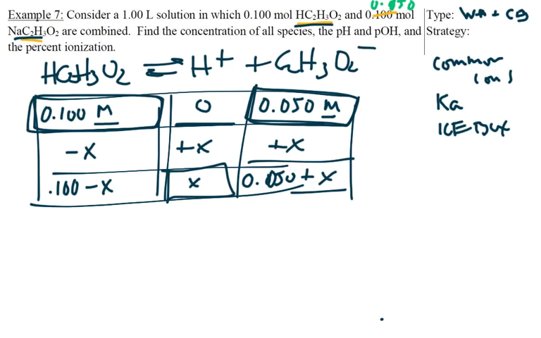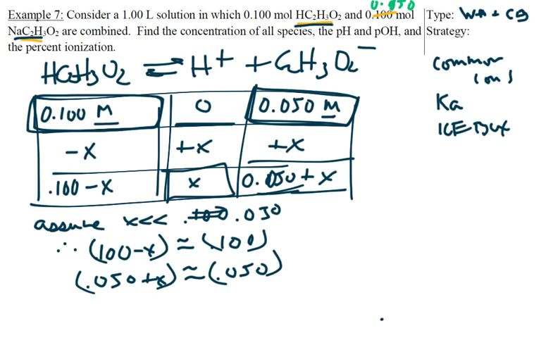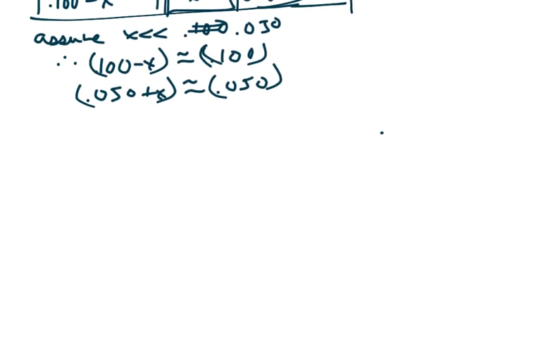Also similar to the last problem is the idea that we can make our assumption. So assume that x is much smaller than 0.100 and much smaller than 0.05. So we really ought to say it's much smaller than 0.050. Therefore 0.100 minus x is essentially 0.100, and 0.050 plus x is essentially 0.050 molar. So I'm going to use those as my simplifying assumptions, and we're just going to put this into our K expression.